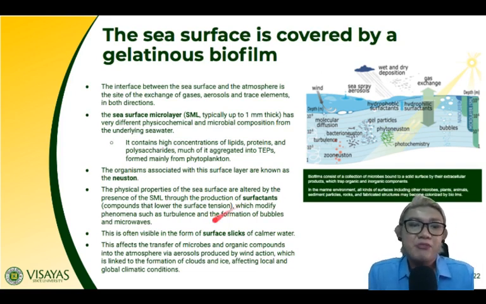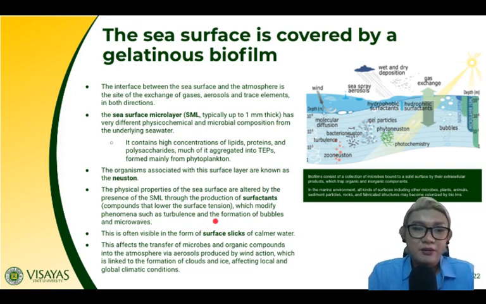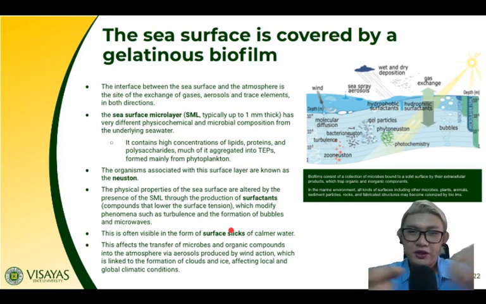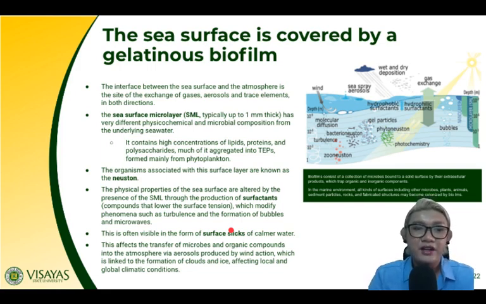So the physical properties of the sea surface are altered by the presence of the SML. Note this gelatinous biofilm. So they will produce surfactants. The surfactants are compounds that lower the surface tension. So just like in oil spills, surfactants are used so that the surface tension between the water and the oil will be better, so that it will be easier to remove the oil. So surfactants are like that. They modify the turbulence and the formation of bubbles and microwaves in the marine environment.